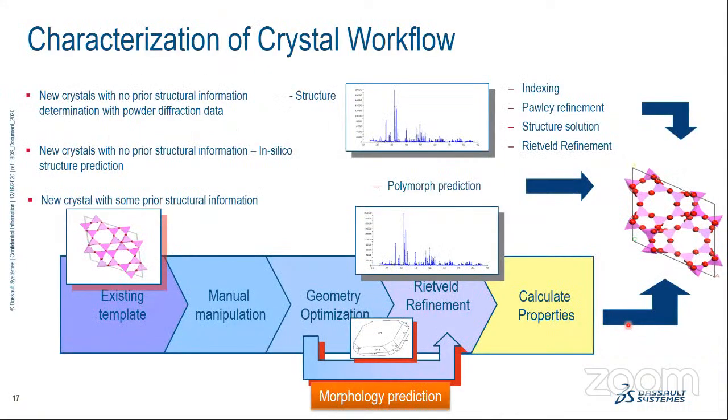So how do you go about it? You can either start from an existing template. It can be a 2D or 3D structure, or it can be a unit cell, right? So you optimize the geometry for this, you predict the morphology, and you end up with a nice diagram like this. If you have new crystals with no prior structural information, you can import them, you can do the indexing and refinement of this particular solution and get to the crystal structure.